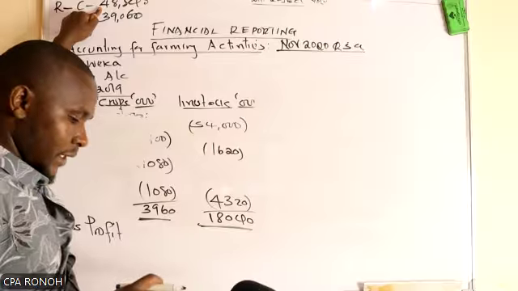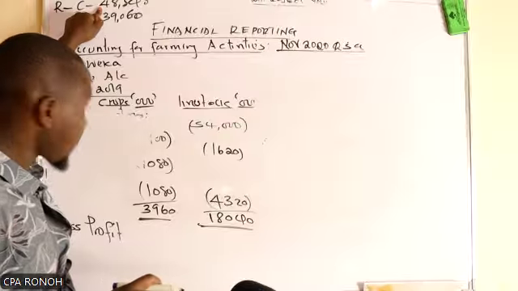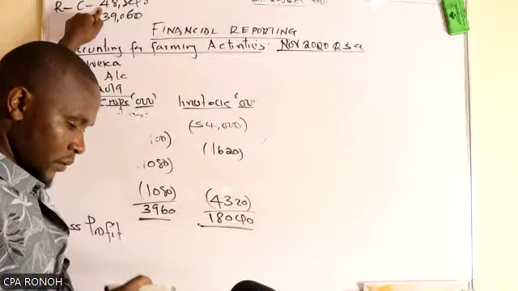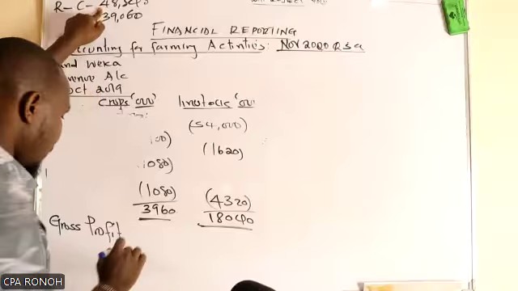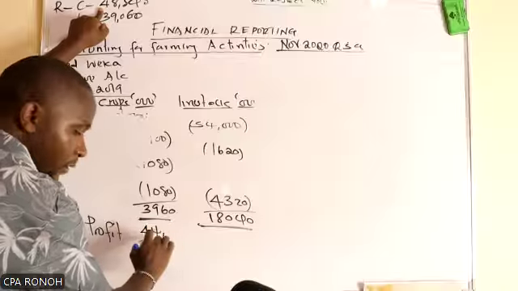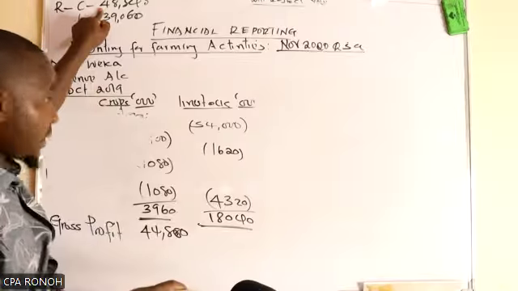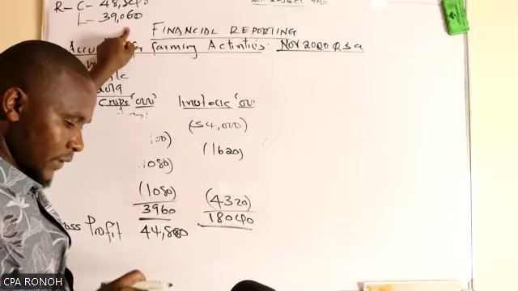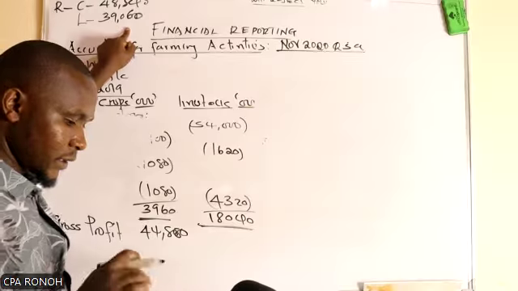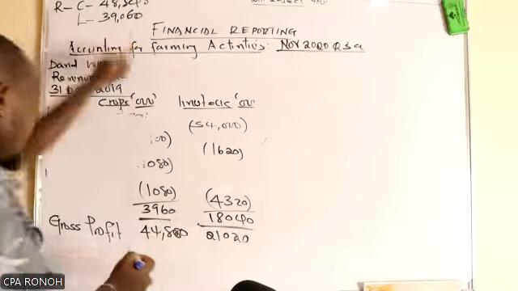So 48,840 minus 3,960, so that we are for 44,880. And then the other side is 39,060 minus 18,040. We have 21,020 as our gross profit.